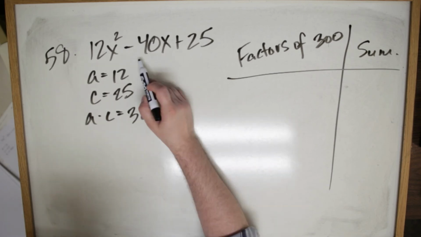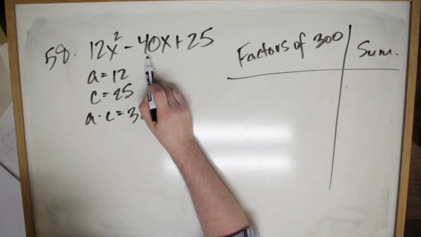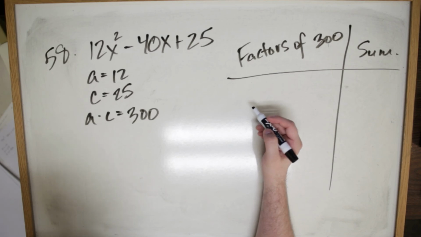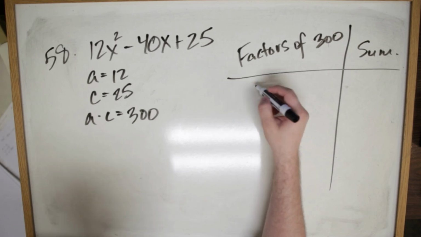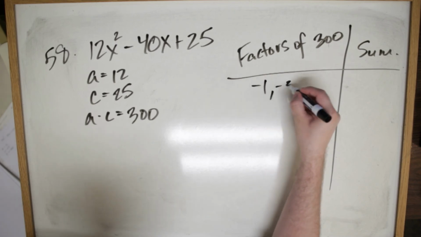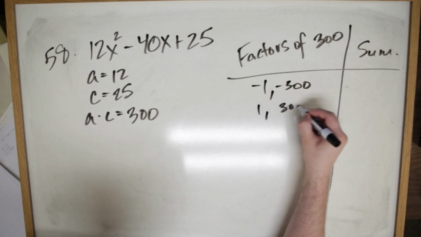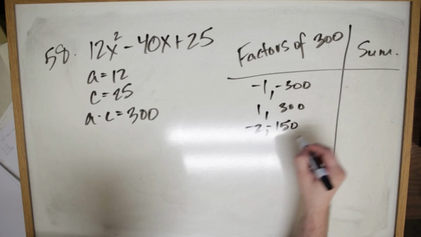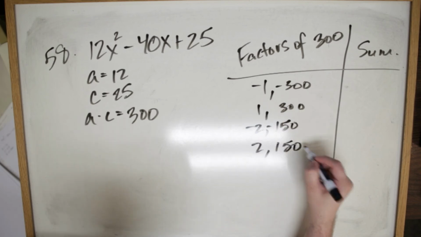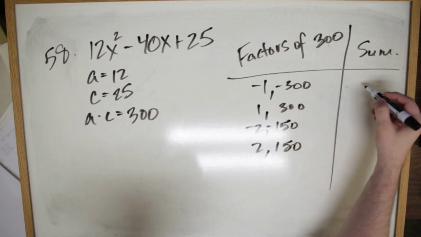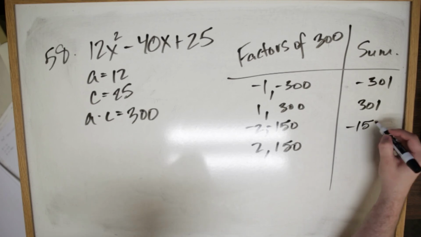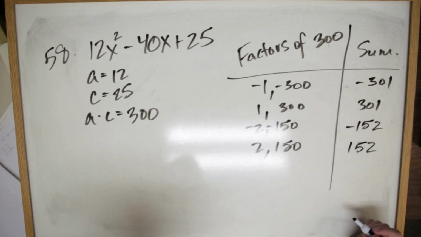We are looking for something that is going to produce a minus 40. So, check this out. You can actually see a little bit of a pattern here. I should not have erased that last one, but alas, here we are. Minus 1, minus 300. 1 and 300. Okay. Minus 2, minus 150. 2 and 150. Okay. Minus 301, positive 301, minus 152, positive 152, if I add them all up, so on and so forth.